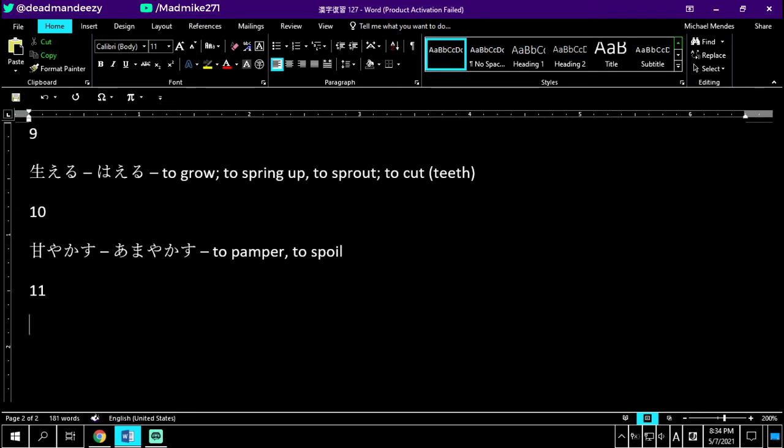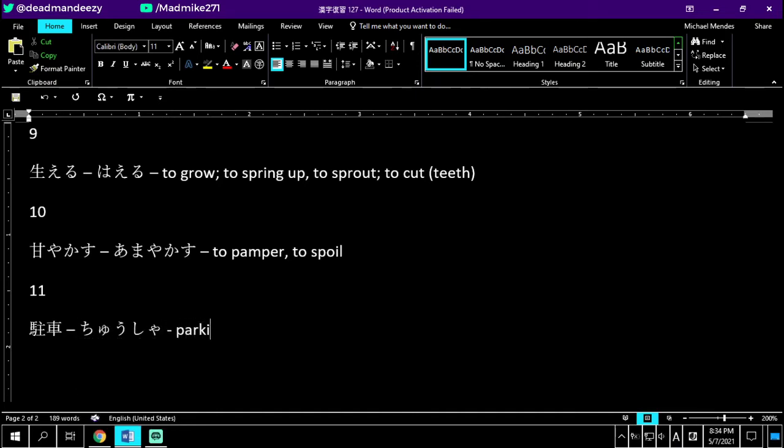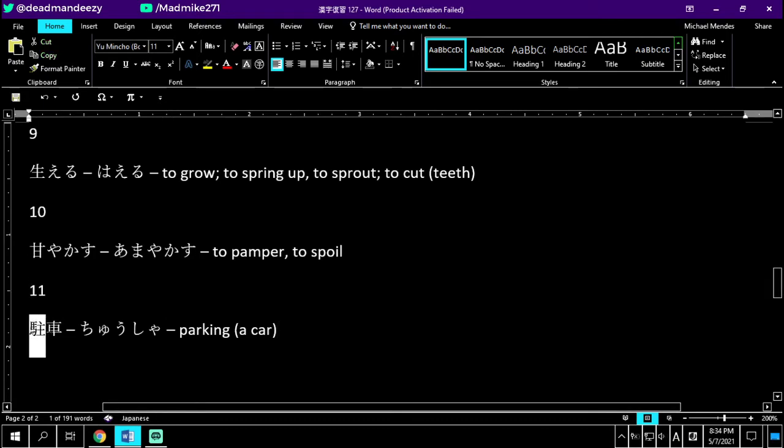Number 11 is chusha. We've already learned another word that uses this. Chusha is also a shot, but this is not a shot. This is chusha. Which is parking of a car. We've already learned the word for parking lot, which is chushajo, a location specifically for parking. Kanji on the left side is to stop over or reside at, and the right side is a car.